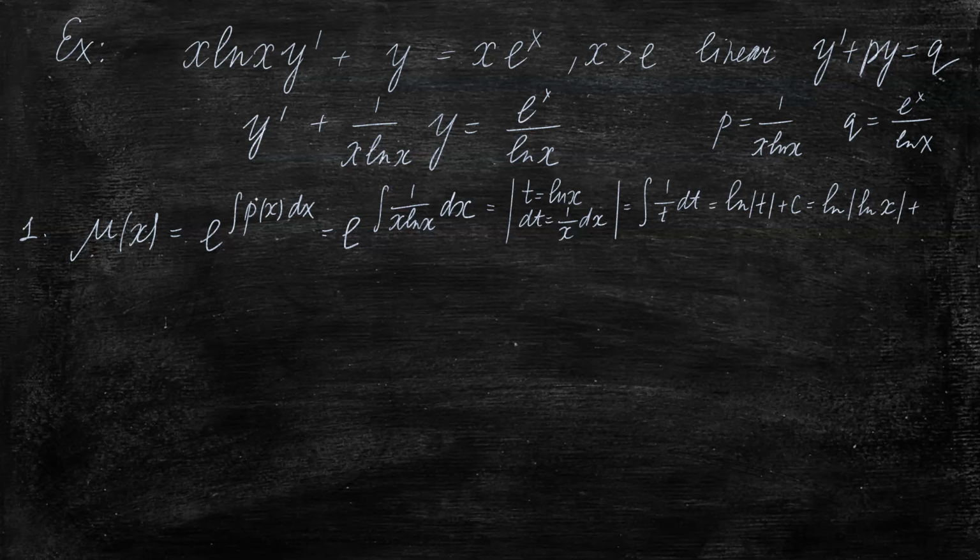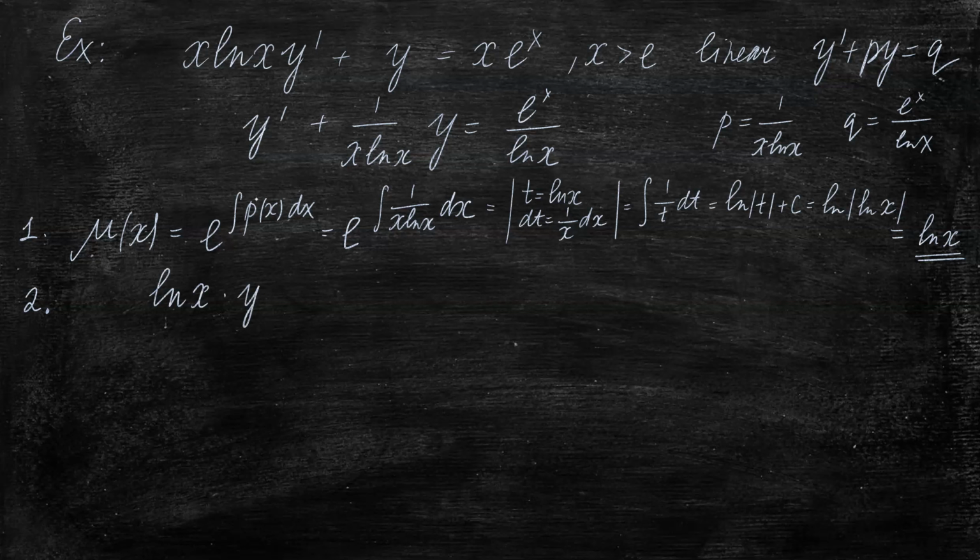Again, we're looking for the integrating factor, so it will work exactly the same way for any value of c, so might as well set it equal to 0, and then e raised to the power ln of ln x gives us the absolute value of ln x. And since x is greater than e, that makes ln x positive, so we can get rid of the absolute values. So this is our integrating factor. So in step 2, we're going to multiply everything by ln x.